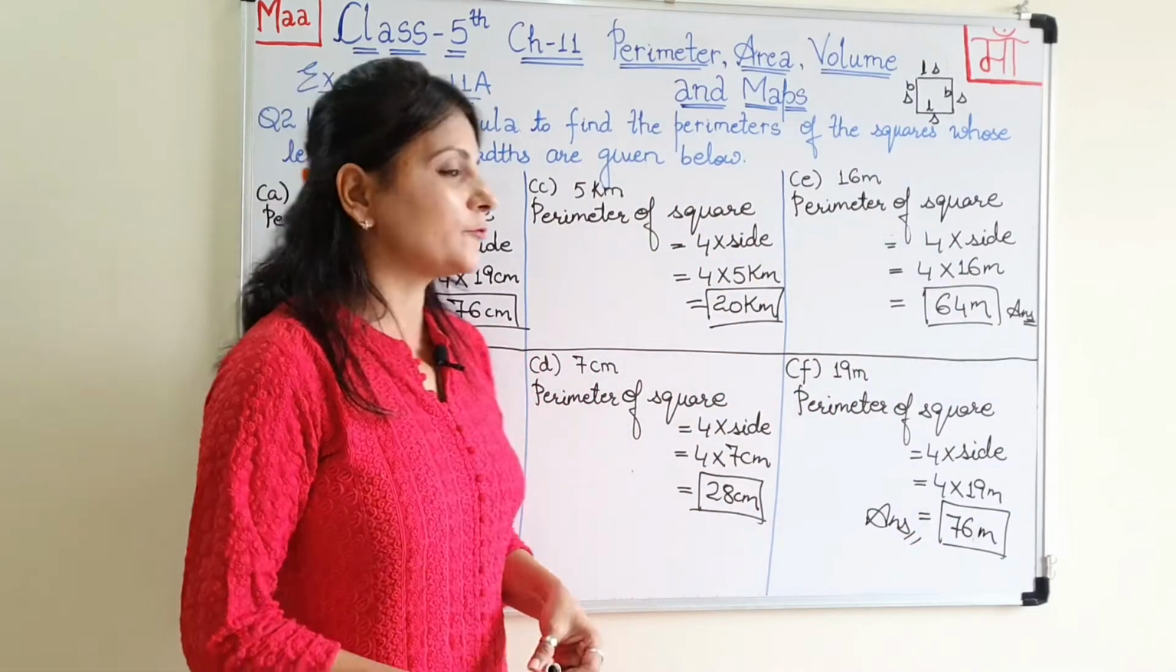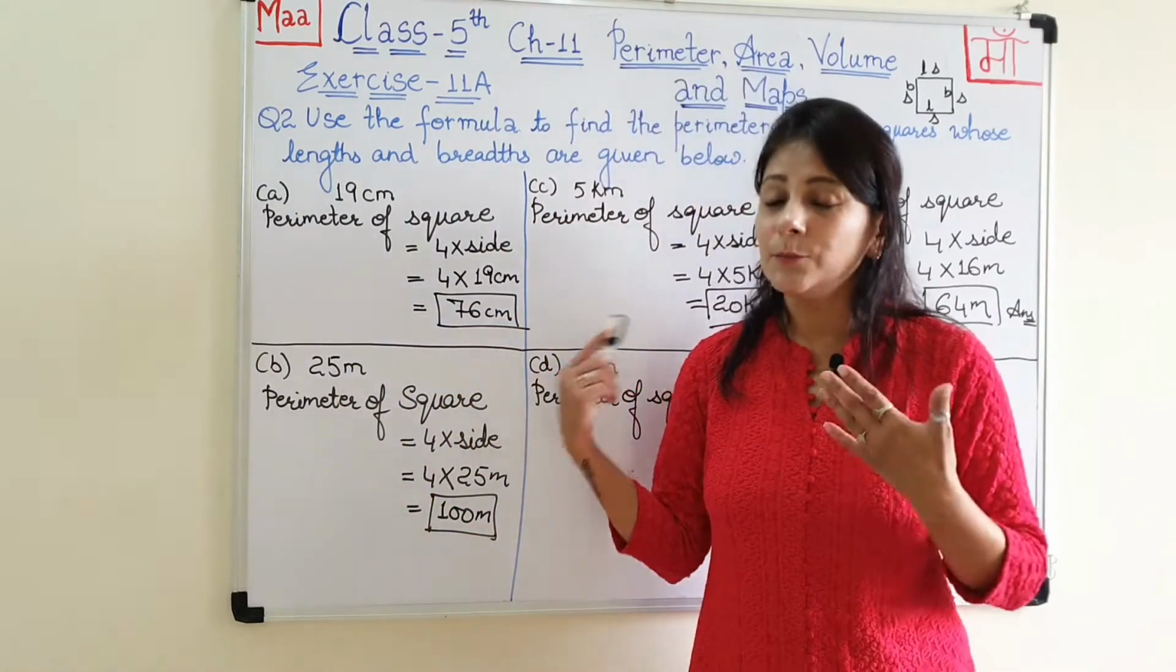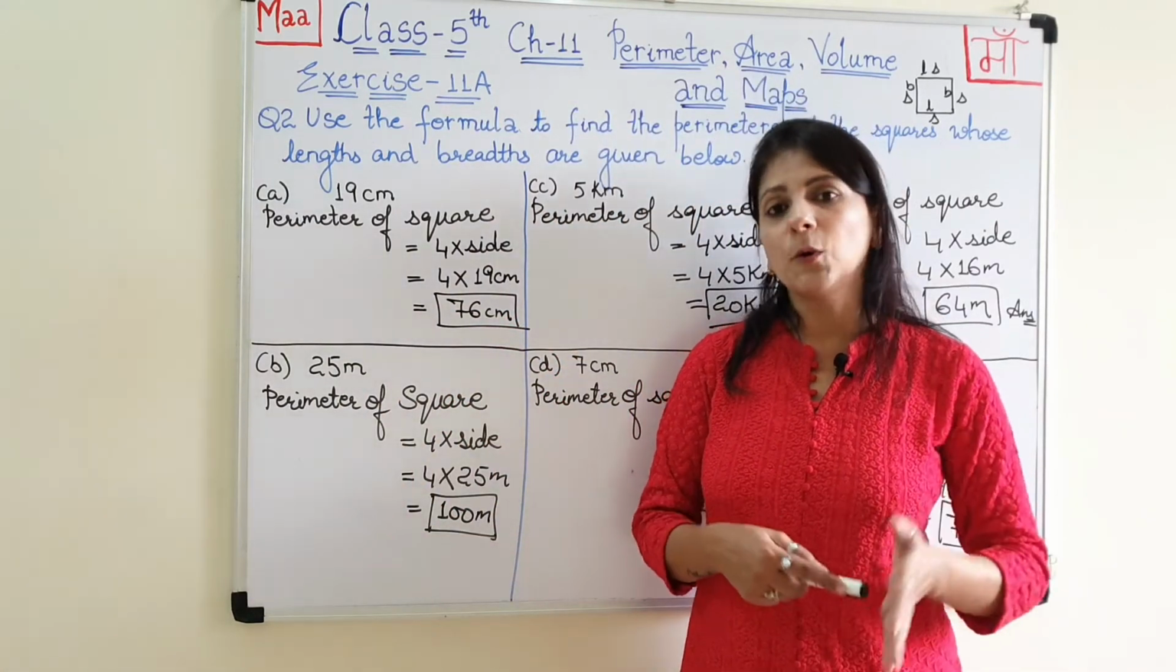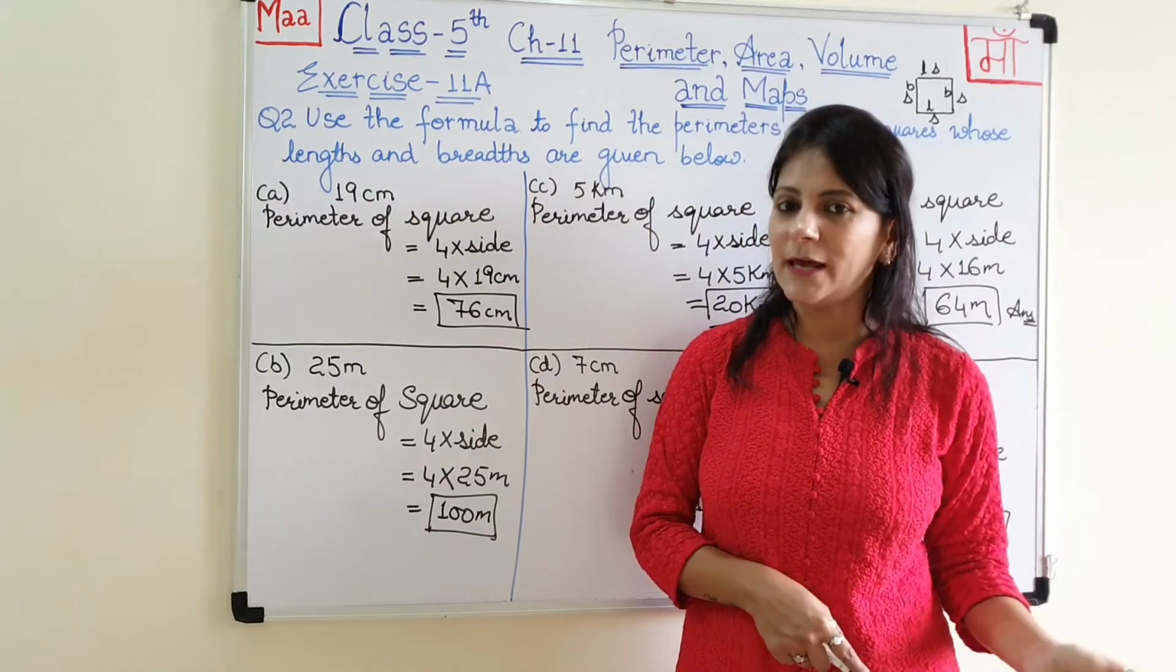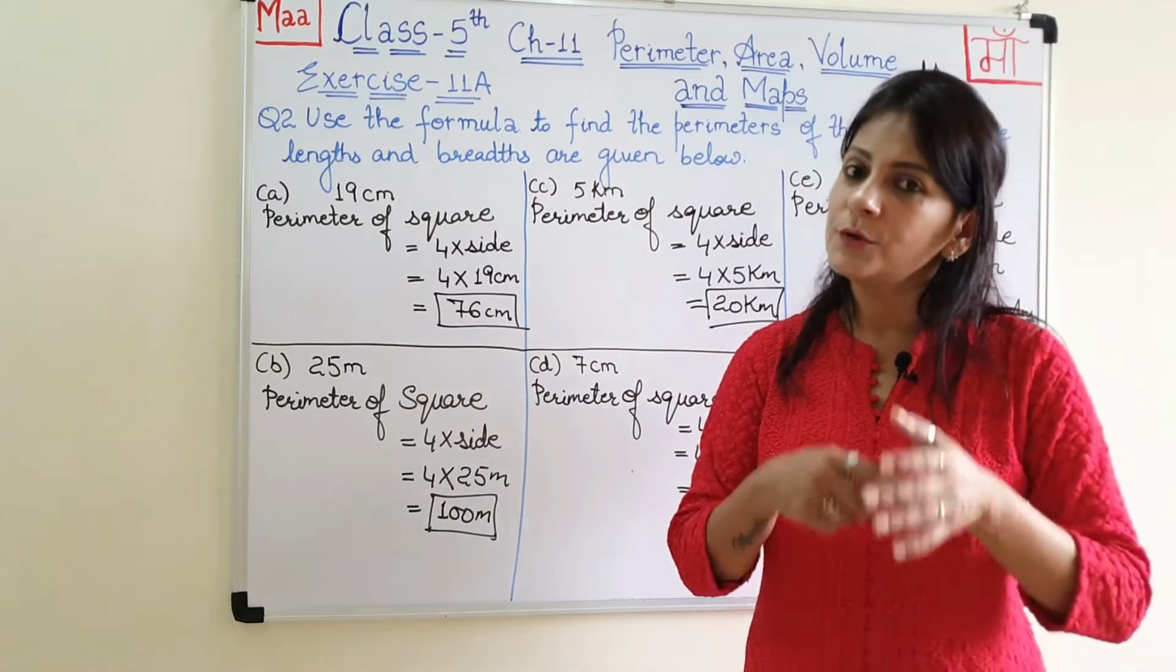So like this you have to do question number 2. Only remember the formula in both the questions. Question number 1, it was perimeter of rectangle, so 2 into length plus breadth, and question number 2, perimeter of square, so it will be 4 into side.